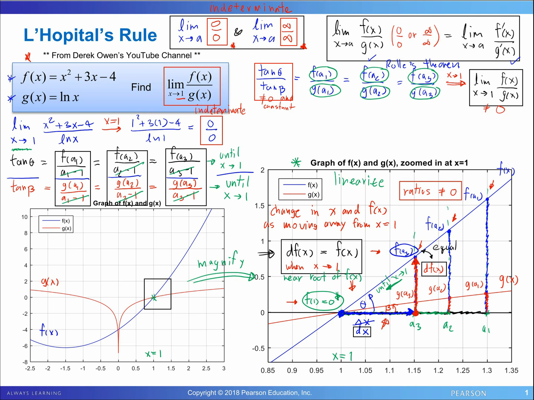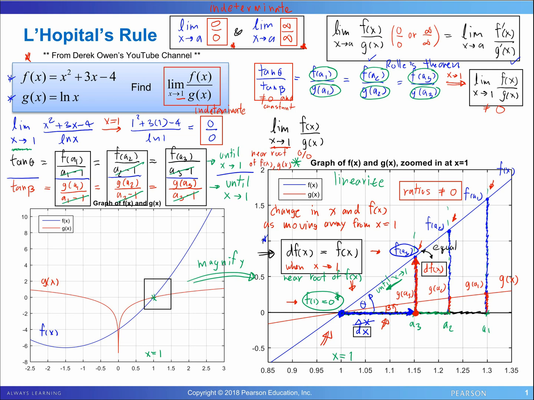We want to know the limit of f of x divided by g of x when x approaches 1. And right now we have this condition, 0 divided by 0. At this point, we also know that when x approaches 1, it's near the root of f of x and also g of x, which we can see down here, near the root. This means that we can make use of the property we have right here, d of fx equal to f of x.